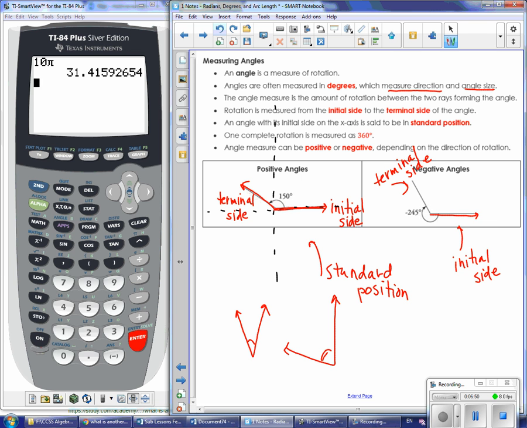One complete rotation is going to be a measure of 360 degrees. And if you think about it, if you wind that initial side around all the way, it's going to form a circle. And we know that the measure of that angle is going to be 360 degrees.